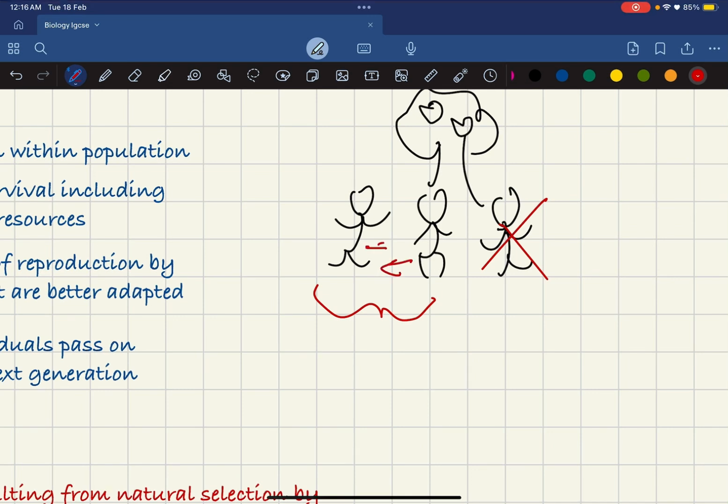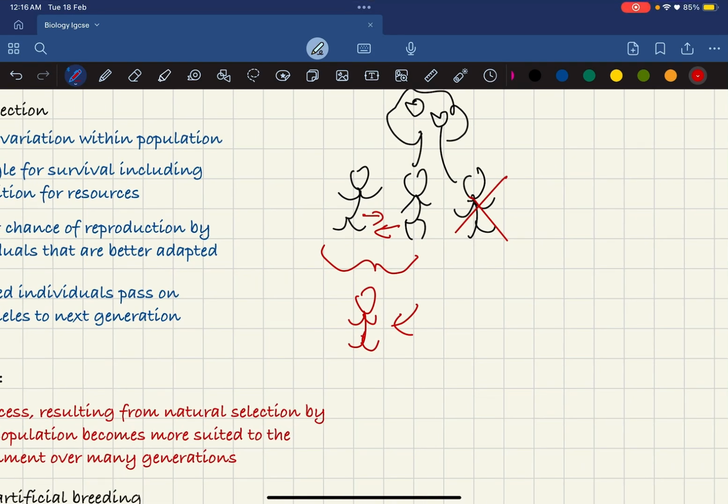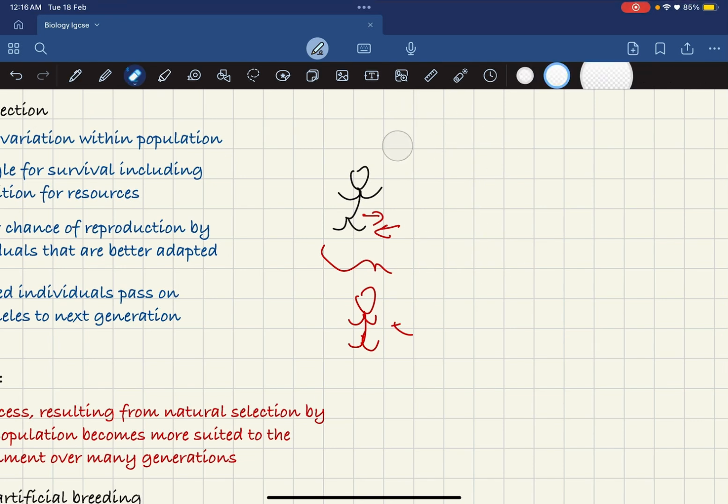They survive, they mate, and then they form another monkey, which is also well adapted just like them, because they passed on their alleles to this new one over here. So that's how natural selection really works, which means that those who survived previously pass on their survival skills to their children, through their genes, their alleles. So that's how natural selection works.